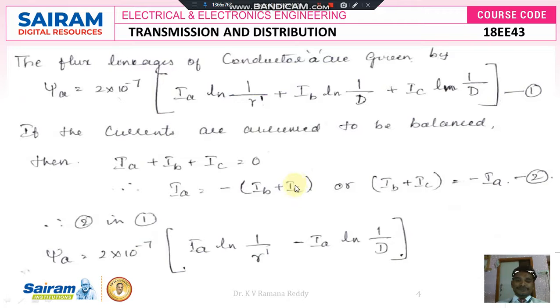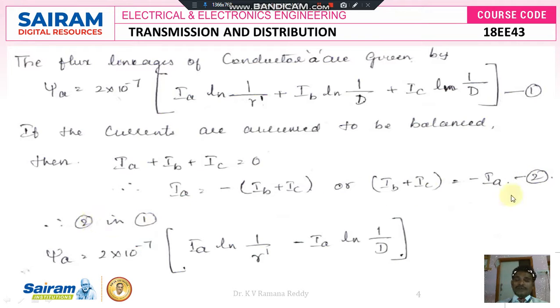Similarly, from Ia plus Ib plus Ic is equal to 0, Ia is equal to minus Ib minus Ic. Taking the minus common, I get minus of Ib plus Ic. If I send this minus to the left-hand side, I get Ib plus Ic is equal to minus Ia. We express these two as equation number 1 and equation number 2.